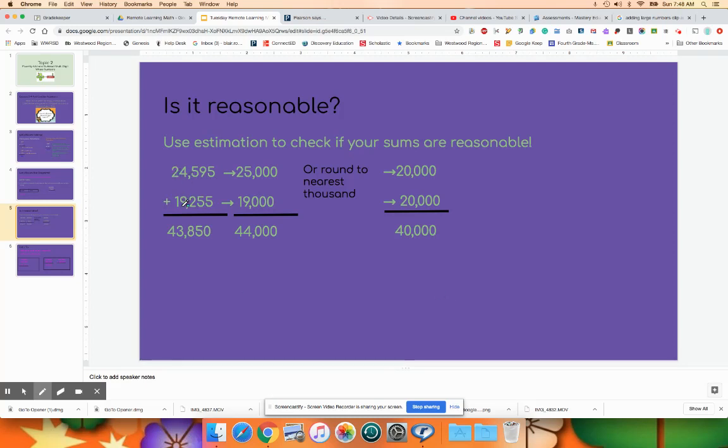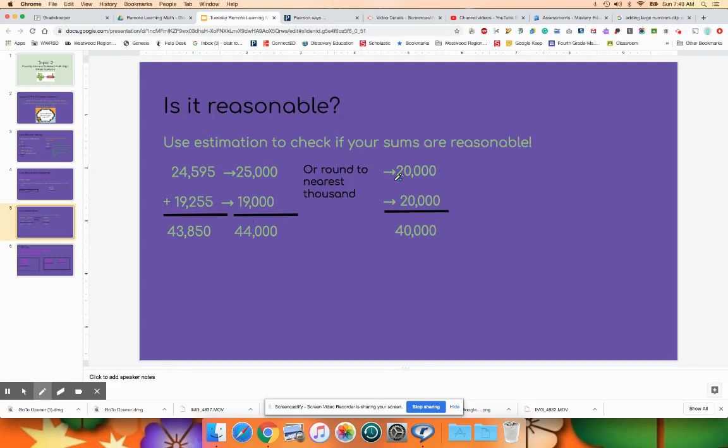24,595 plus 19,255, and I did my work and I got 43,850. And I just want to check it. Does that seem reasonable? So in this example, I rounded it to the thousands place, because remember, the closer you round to the actual answer, the closer it's going to be to the actual sum, right? So here, 24,595 rounded to 25,000, 19,255 rounded to 19,000. And when I added them, I got 44,000. And that's fairly close to my actual answer. So my answer is reasonable.